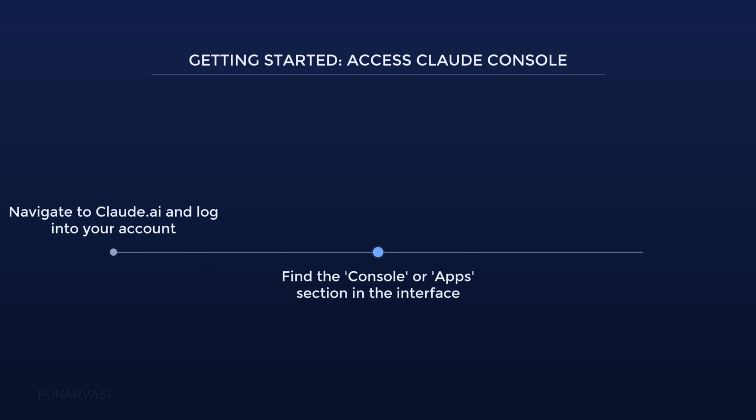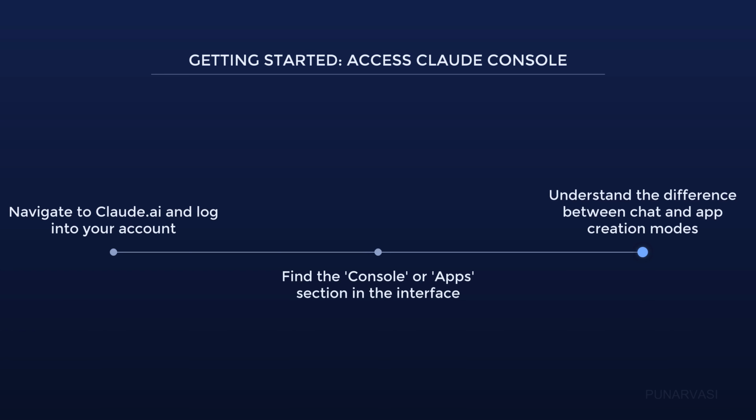Navigate to the interface. Locate console or apps. This is your command center. You are no longer just a user making requests. You are entering the workshop where you will build and command. Finding this panel is the critical transition from passive consumption to active creation. This is your point of control.